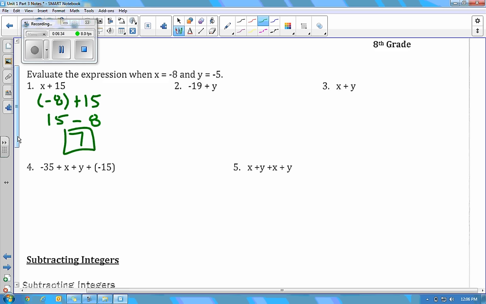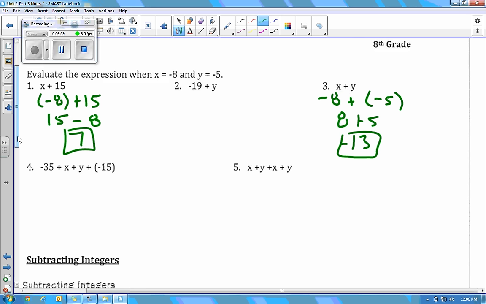Okay. Again, pretty straightforward. I'm going to skip over 2. I'm going to let you do that. I'm going to come to number 3. I plug in -8 for x plus -5 for y. Okay, I put parentheses because I have plus and then the negative sign, so just to separate. The signs are the same, so I just add them. 8 plus 5, that gives me 13. They're both negative, so my final answer is -13.